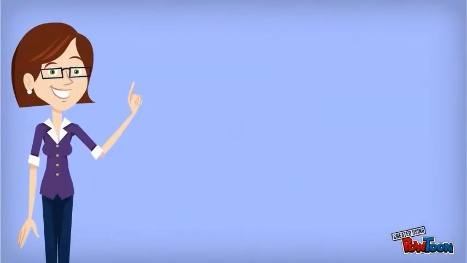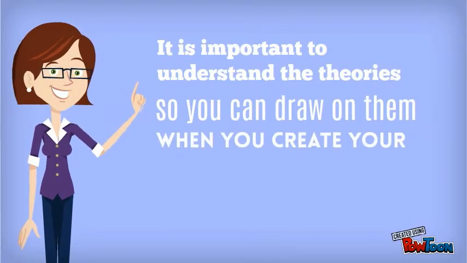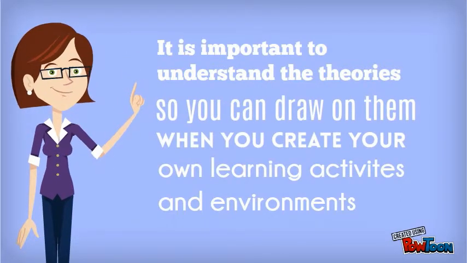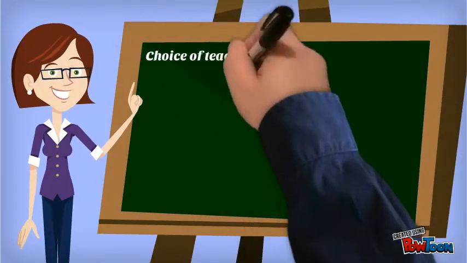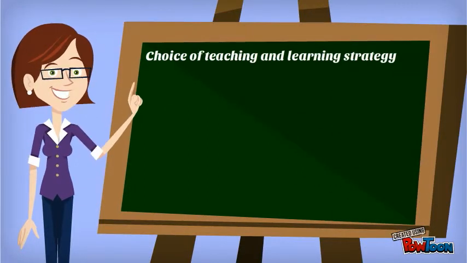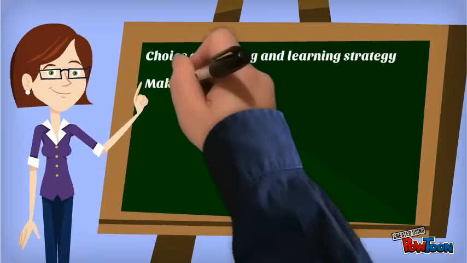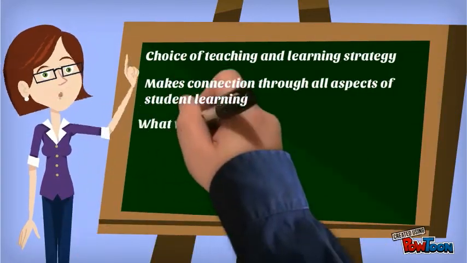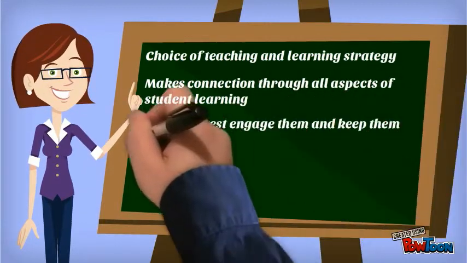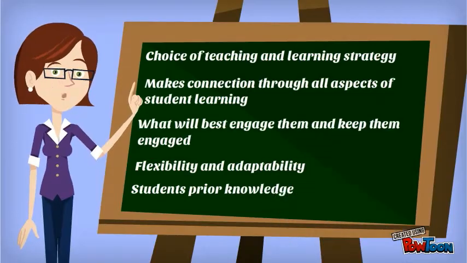By having a good understanding of the learning theories, you should then be able to draw on them when creating different experiences and environments and be able to consider such things like the appropriate choice of teaching and learning strategies that focus on individual needs and respond directly to students' learning preferences, styles, and interests. Make connections through all aspects of students' learning, what will best engage them and keep them engaged, flexibility and adaptability, and the student's prior knowledge.